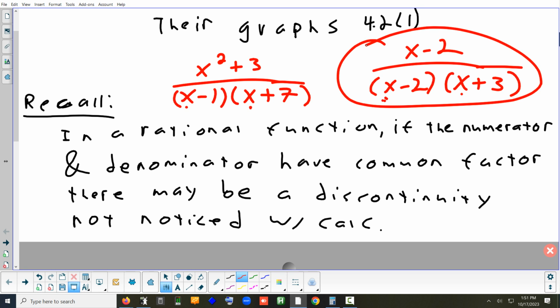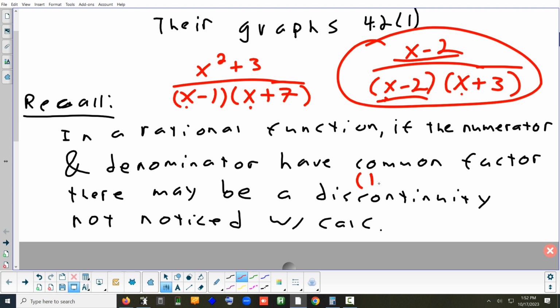So the only way you would know that the hole is there is if you go back to the original problem and check: do I have a common factor in the top and in the bottom? And the answer to the one that I circled is yes, you do. So you would end up with a hole in the graph. If you don't have common factors, that's when you get the vertical asymptote. If you do have common factors, hole.